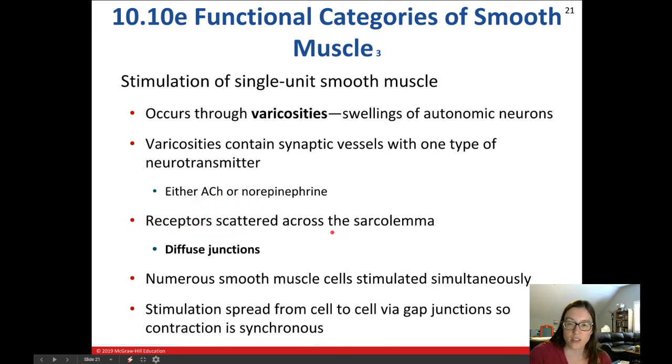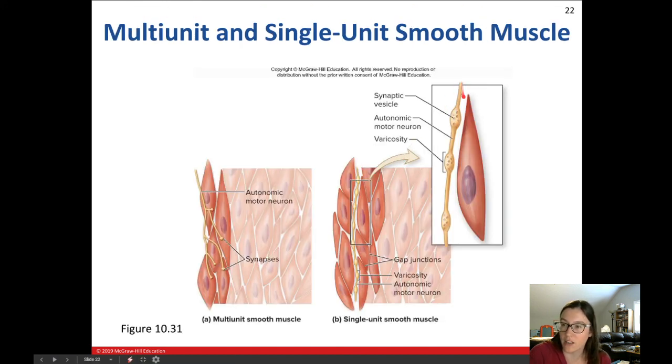Receptors are scattered across the sarcolemma of these cells. And so you can see right here, this is the nerve, and it has these little areas. These are called varicosities. It's almost like a bunch of synaptic knobs in a row, where we have synaptic vesicles. Once these synaptic vesicles are released, they're going to go and activate this smooth muscle. The smooth muscle cells right next to the varicosities are going to be activated by the nerve. But each of these muscle cells is connected by gap junctions to all the rest. And so as the action potential moves through one cell, it is automatically transmitted to the next cell, and the next cell, and the next cell. And so they can all contract as a unit.